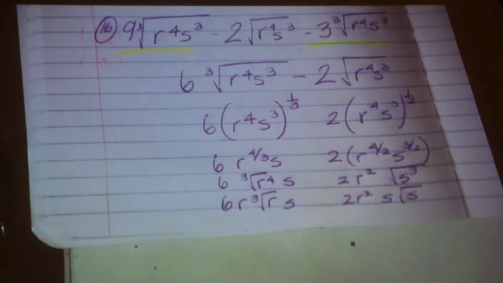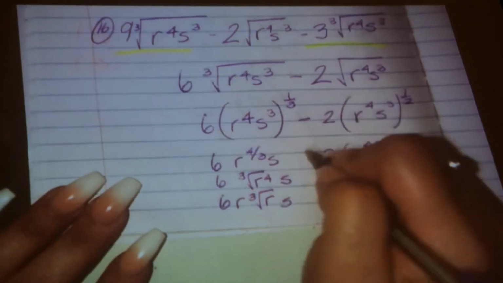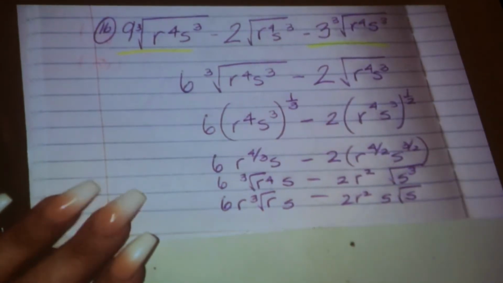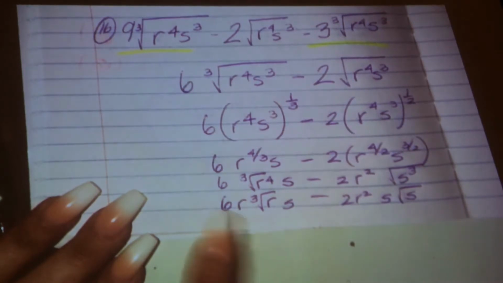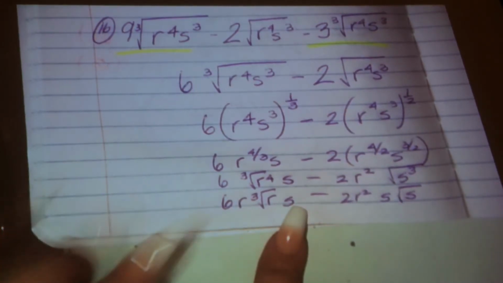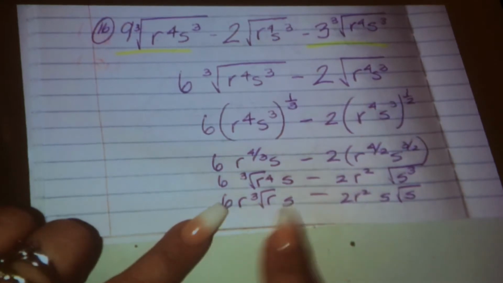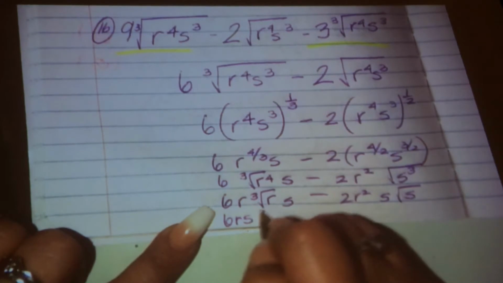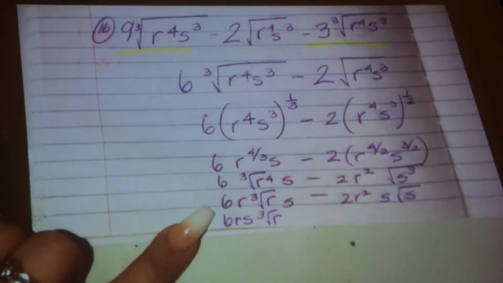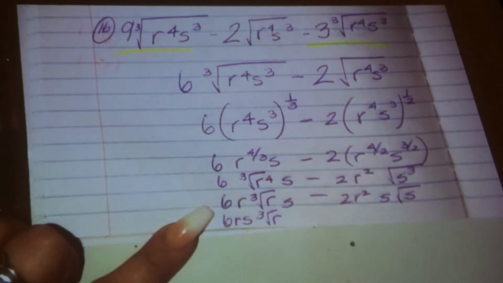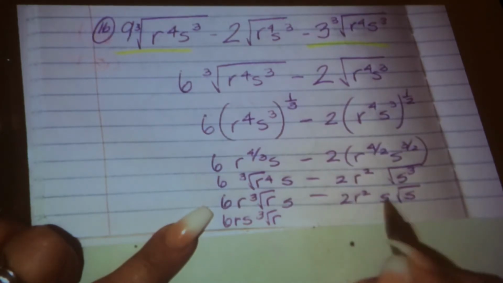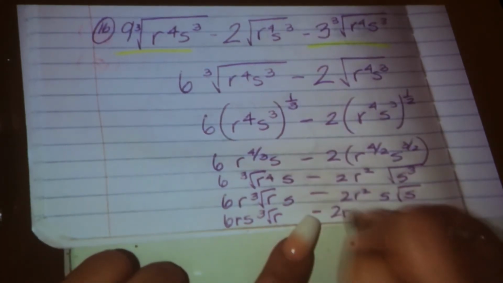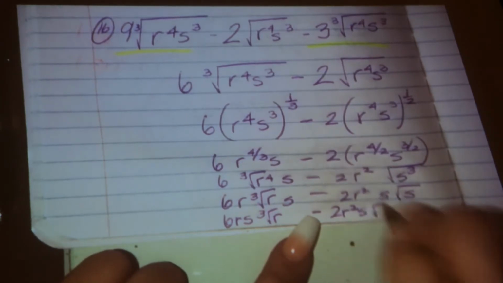Let's clean all this up. By the way, there's a minus sign in between each one of these. Ready? The correct way to write this would be the 6 and then the R and then bring that S over. So 6RS times the cube root of R. Let's clean this one up. Actually, this one's in pretty good order. 2R squared S and then rad S. 2R squared S rad S.